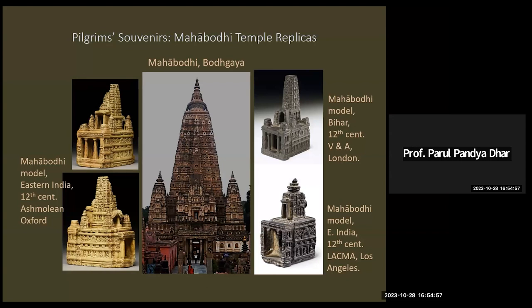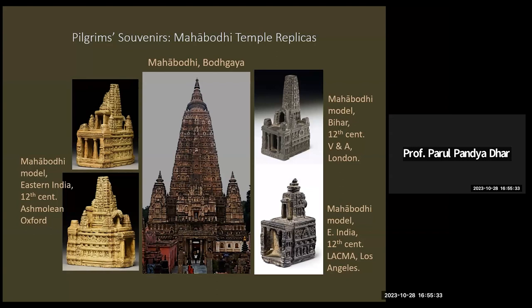John Guy has recorded in one of his research papers at least 20 such miniature Mahabodhi replicas belonging from the 10th, 11th to the 15th centuries. And they originally belong to different parts of the Asian Buddhist world, a majority from Eastern India, but also from Nepal, Tibet, and Myanmar. Most of them are in museums abroad. And these replicas appear to have served multiple functions and carried multiple meanings.